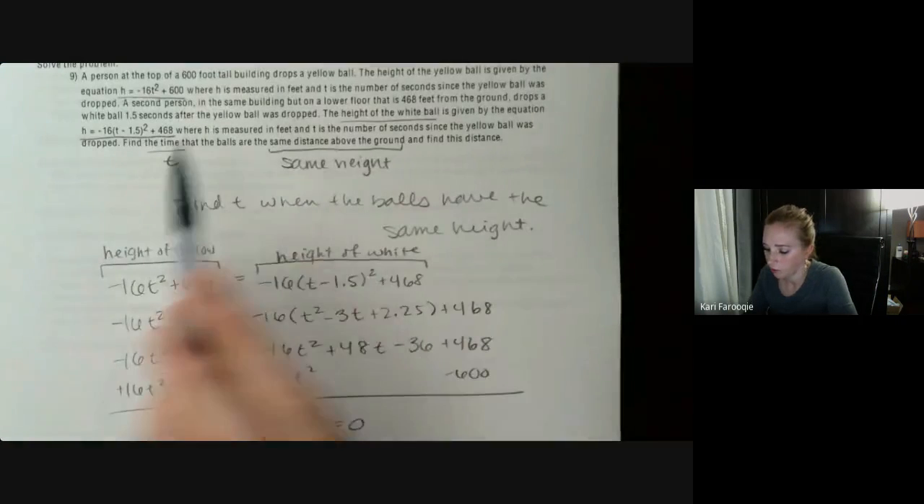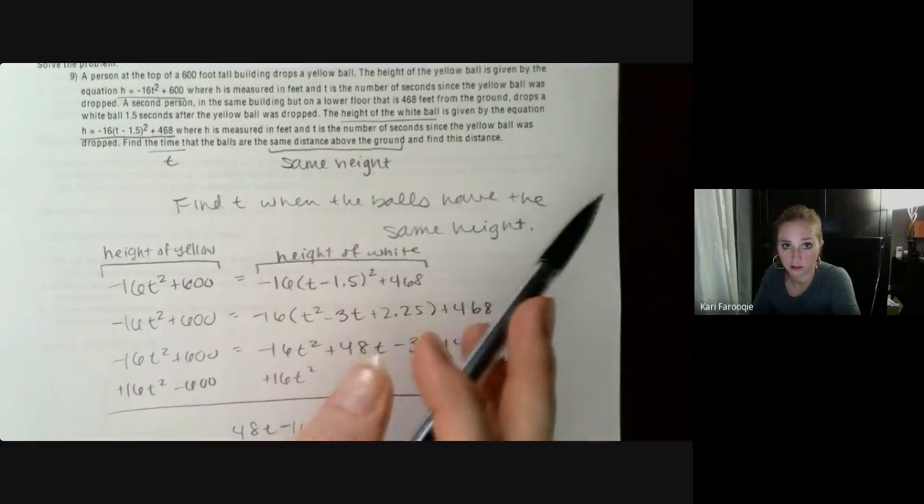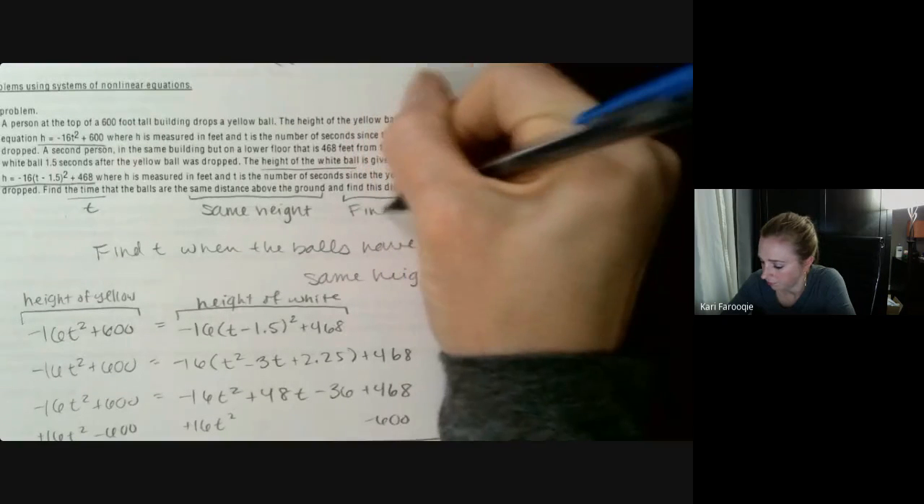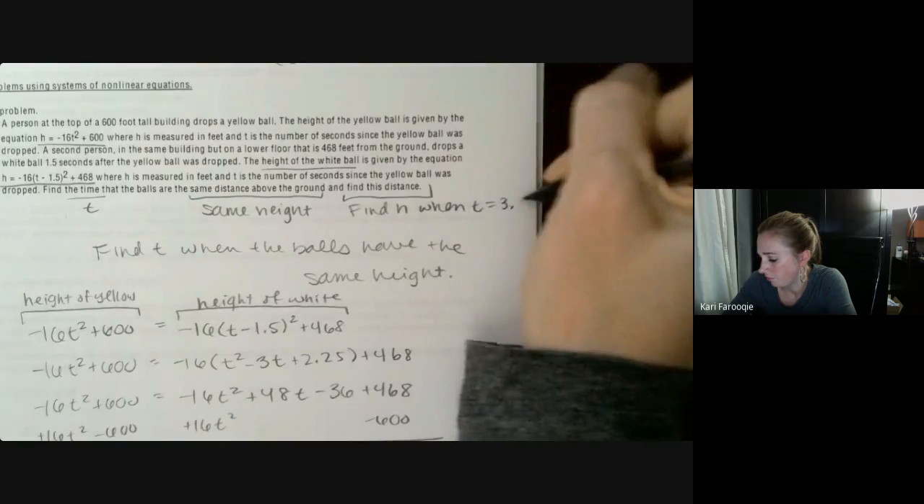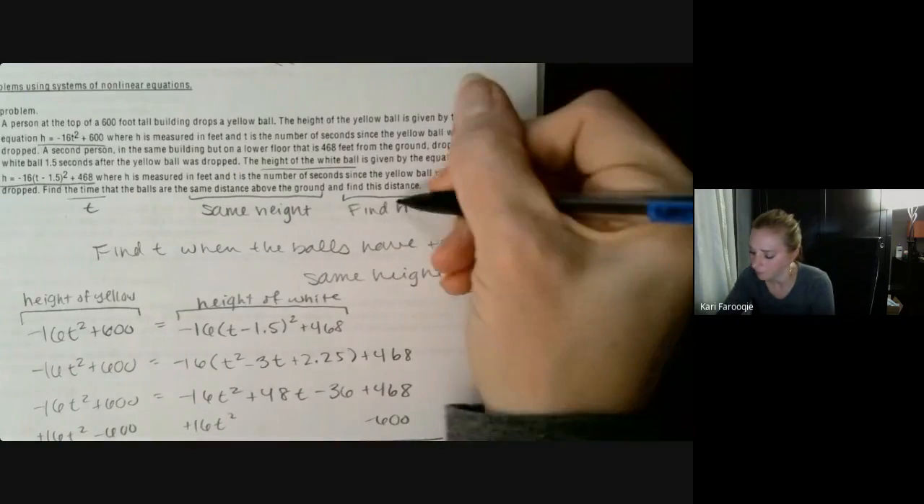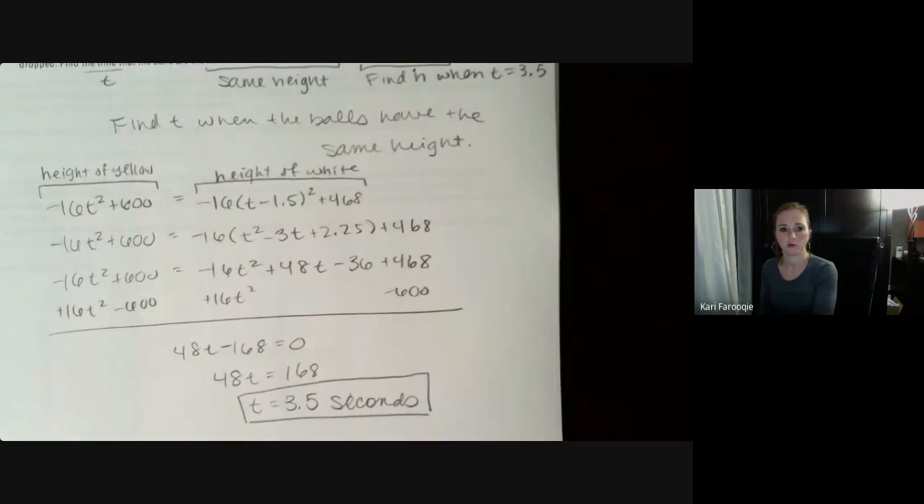All right, the other thing we were supposed to do was, let's see, find the time t when the balls were the same distance above the ground and find that distance. That means find h when t equals 3.5. And that is what we will do next.